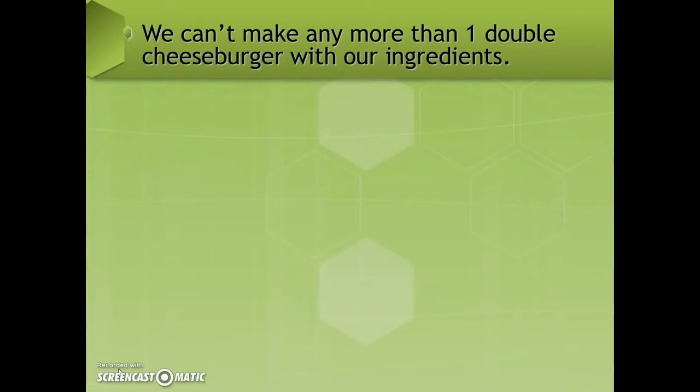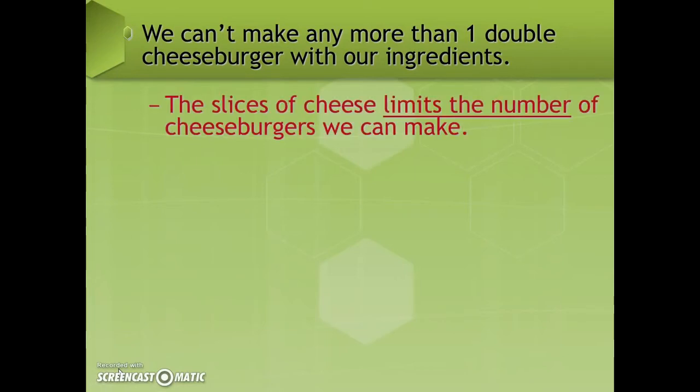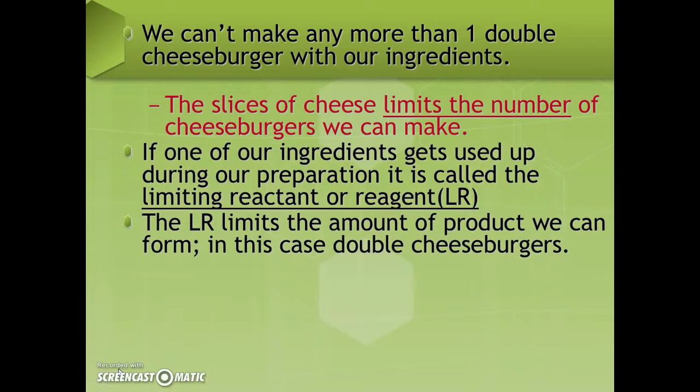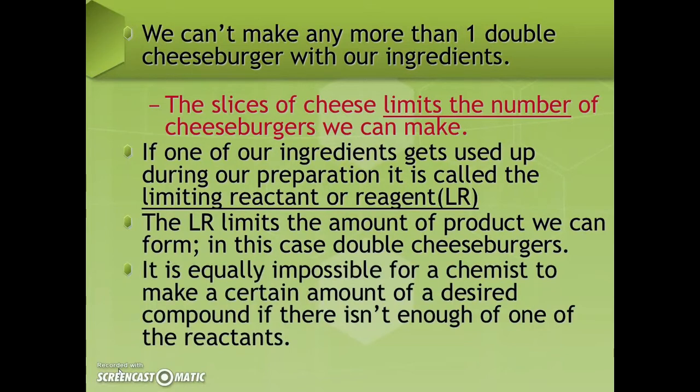Okay, so that's the basic concept we're dealing with today. We can't make more than 1 double cheeseburger with those ingredients. The slices of cheese limit the number of cheeseburgers we can make, therefore they're the limiting reagent. This is what limits the amount of product we can form, and it's a perfect metaphor for the chemist who has a small amount of one reactant and more of another reactant.